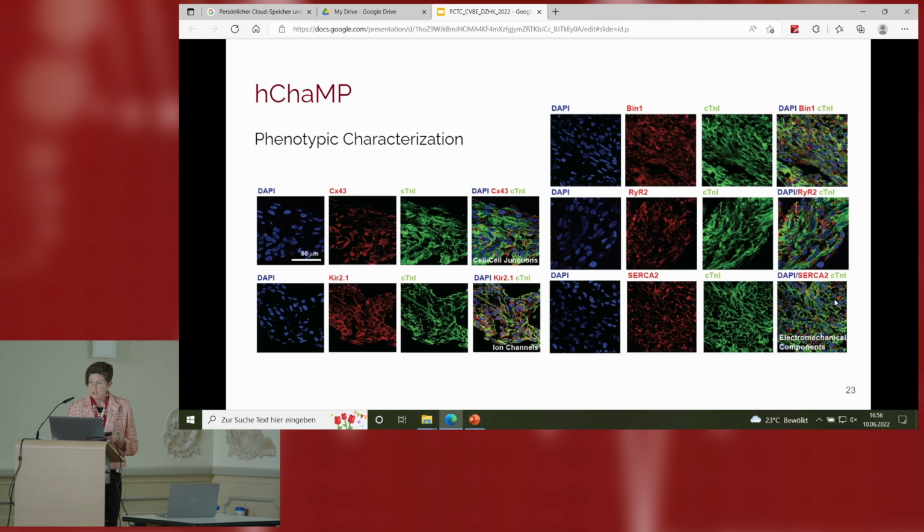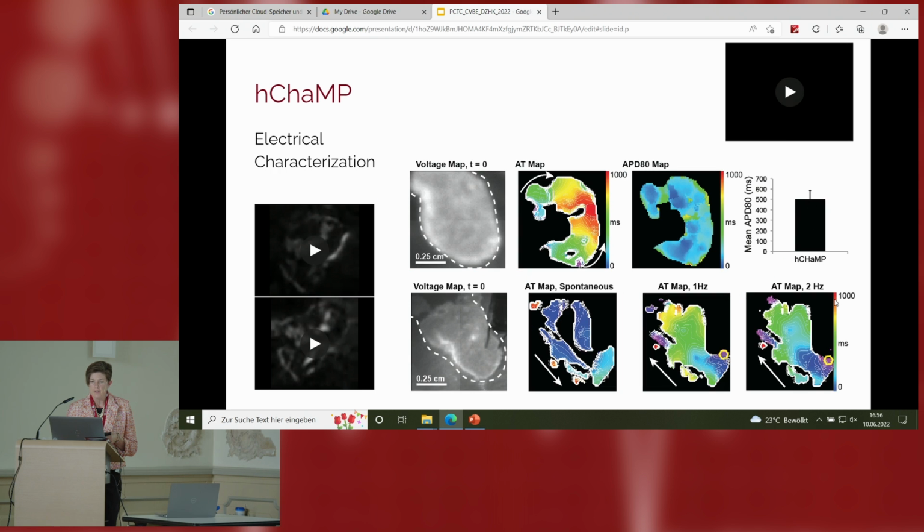This is more staining just to show the relative maturation of the structures, and actually we've kept some of them going in the lab for more than 2 years now. So they beat robustly and they don't slow down.